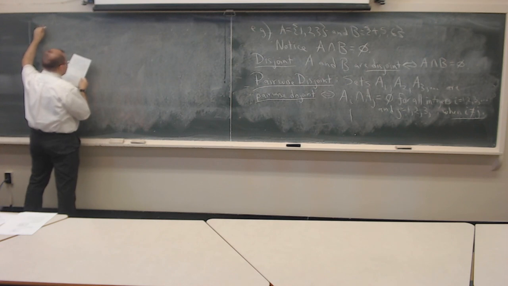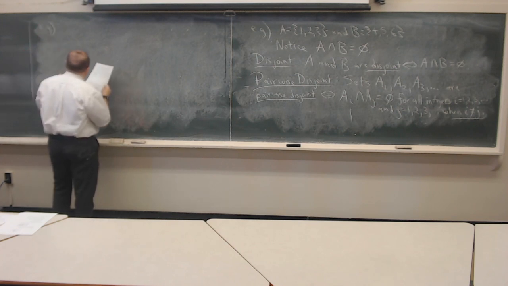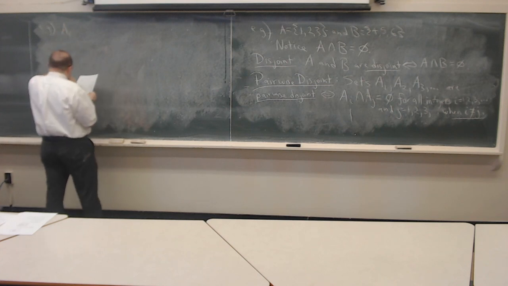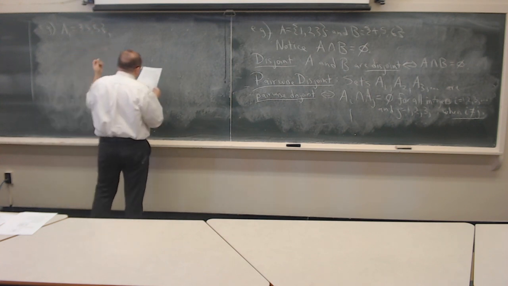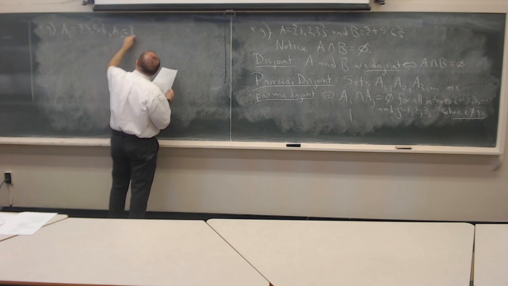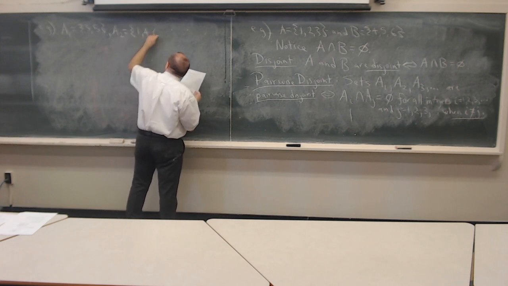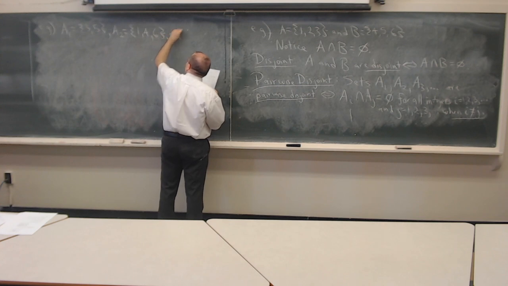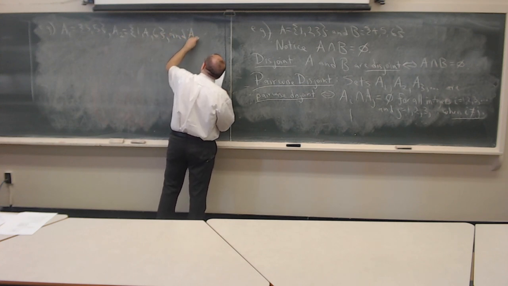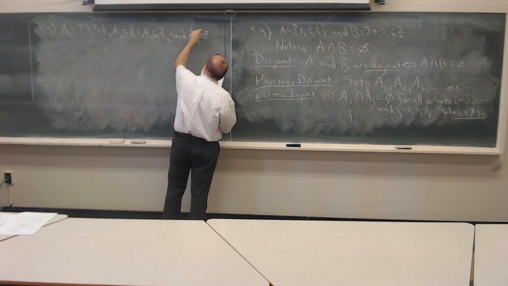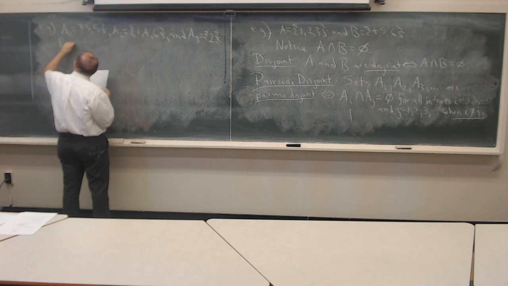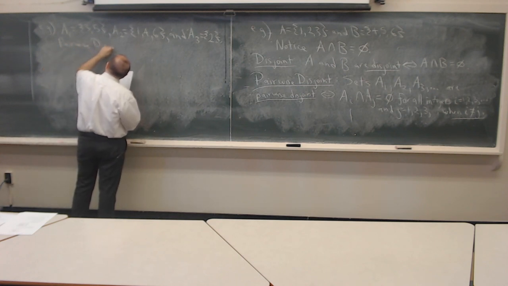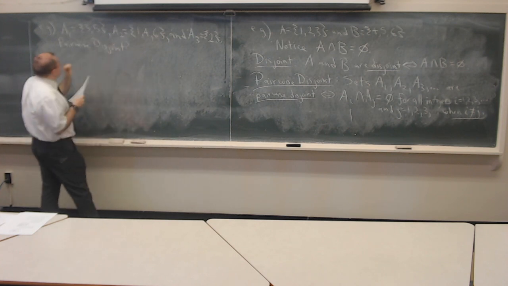Let's do an example together before I get too ahead of myself. I'm just going to come up with this. Imagine A1 is equal to the set containing the numbers 3, 5. I'm going to have the set A2 that contains 1, 4, 6 in it. And I'm going to have A3 have the element number 2 in it. So, are these sets pairwise disjoint?